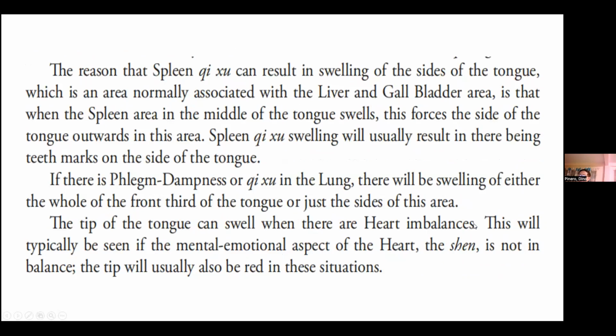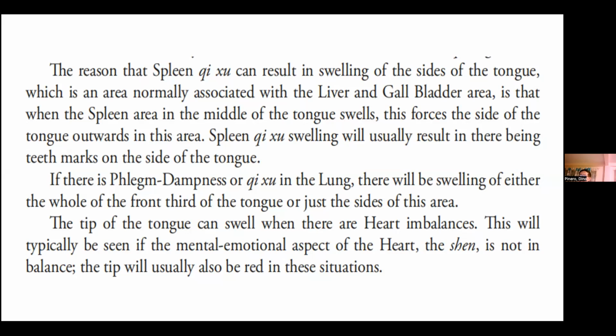The reason that the spleen Qi deficiency can result in swelling of the sides of the tongue, which is an area normally associated with the liver and gallbladder area, is that the spleen area in the middle of the tongue swells. This forces the sides of the tongue outwards in this area. The spleen Qi deficiency swelling will usually result in there being teeth marks on the sides of the tongue.